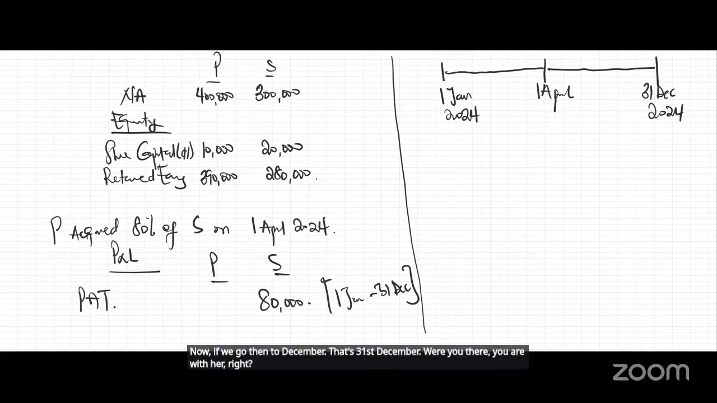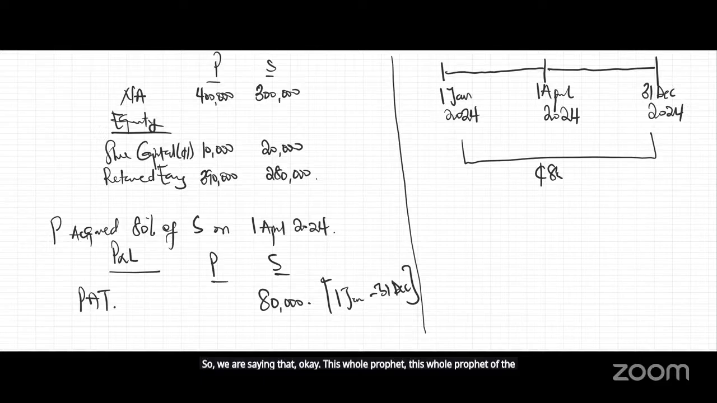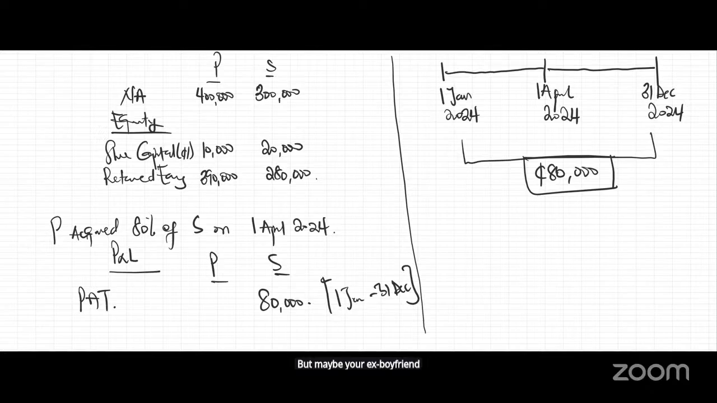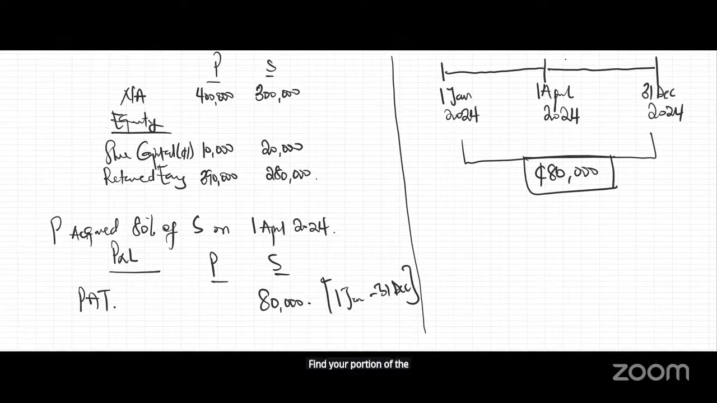Yeah. So we are saying that this whole profit of the 80,000 that this subsidiary has made is the profit for the whole year, which you were not part of, or maybe you are part of it, but maybe your ex-boyfriend was also part of it. You don't know. They understand. So if you want to get what was there before April when you came, what do you have to do? Find your portion of the profit and just deduct from the total. True or false? Yes, sir.